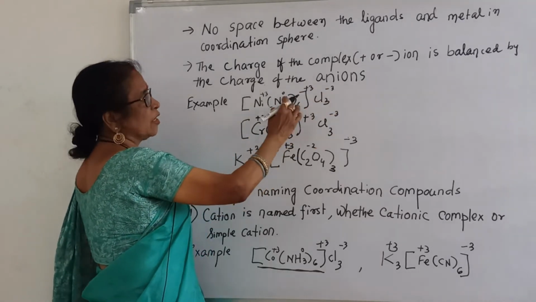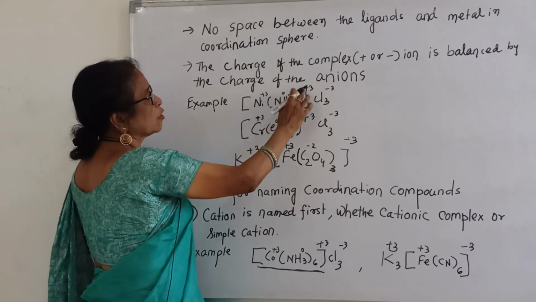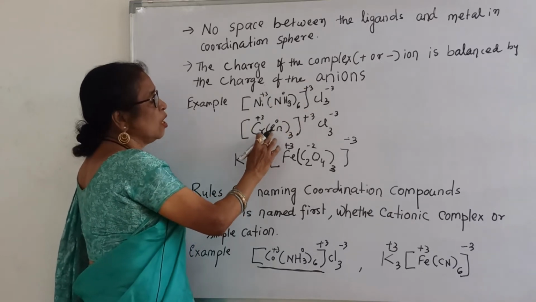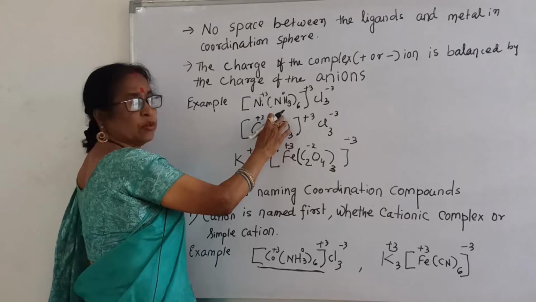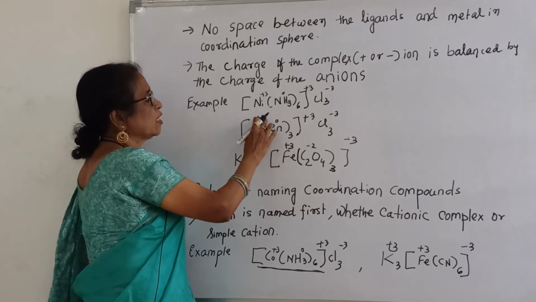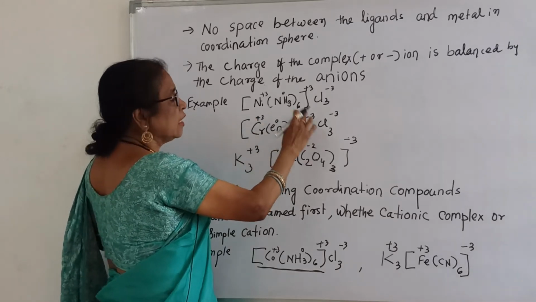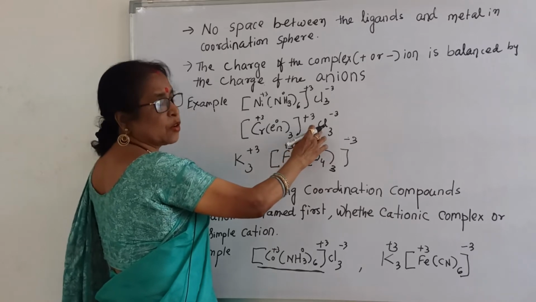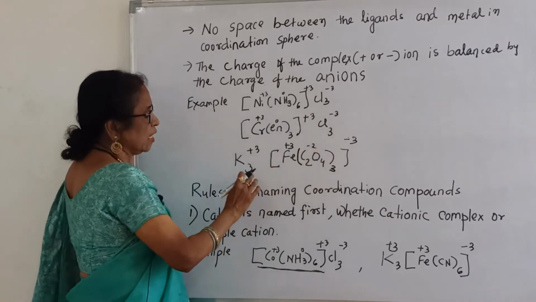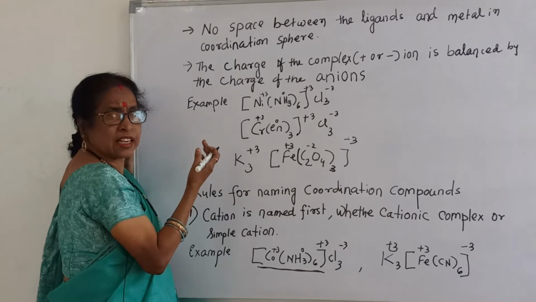How is it plus 3? I have made it clear that one is 0, so it becomes plus 3. And here also the ethylenediamine is 0, neutral. So plus 3 becomes plus 3 here. That is balanced by 3 chloride ions, that is minus 3. Similarly, these two are cationic complexes.